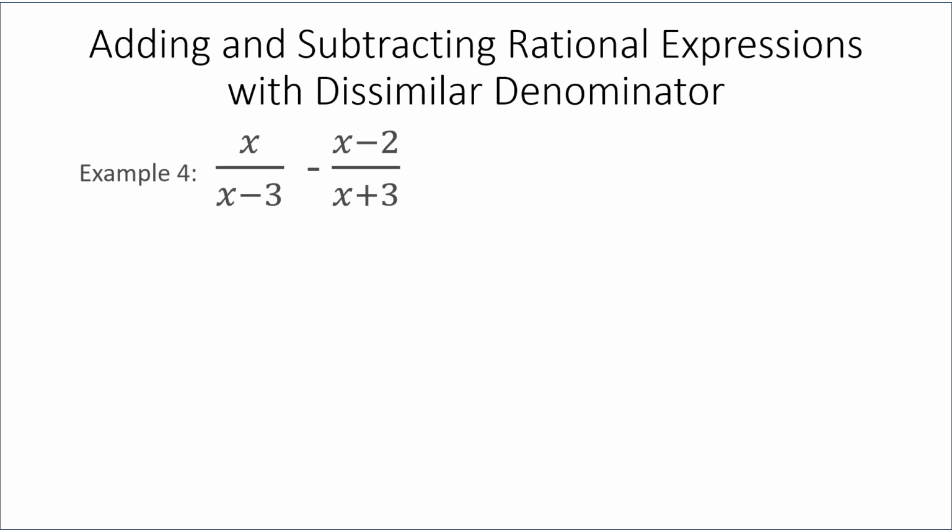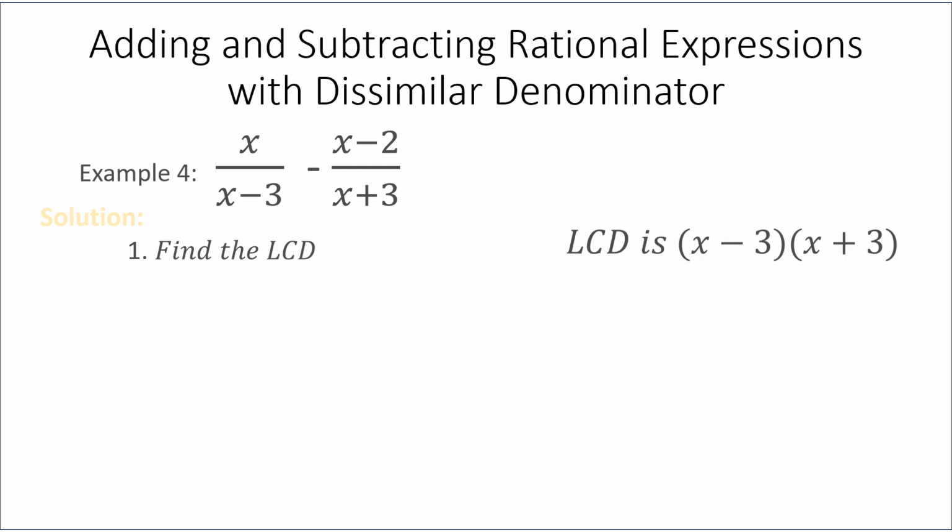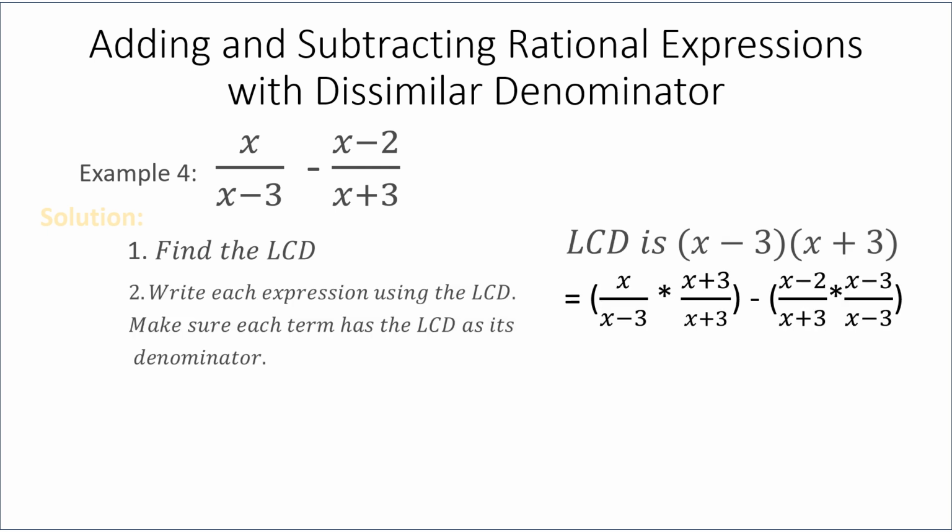In our fourth example, we are going to subtract these expressions. So again, the first step is to get the LCD. And to get the LCD, we will just simply multiply the denominators. So our LCD will be x minus 3 times x plus 3. Then writing the expressions using the LCD, we will get this.